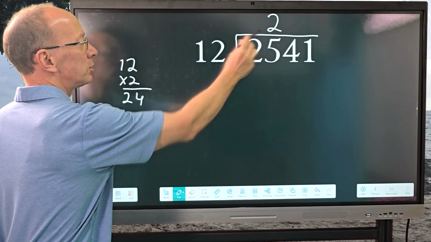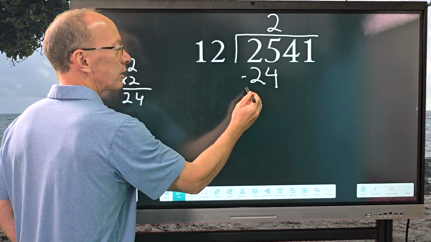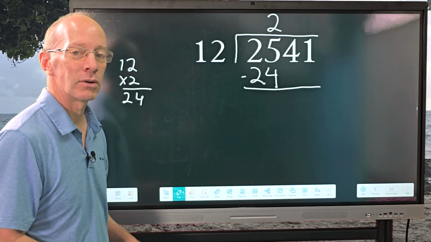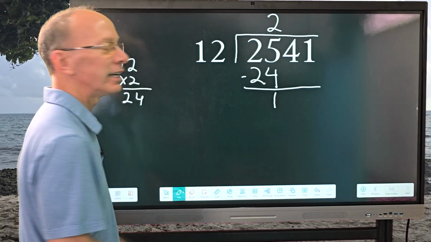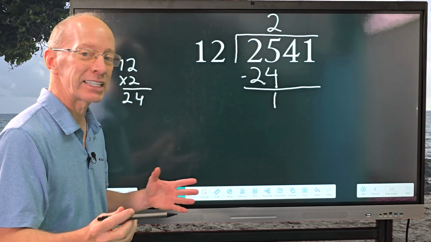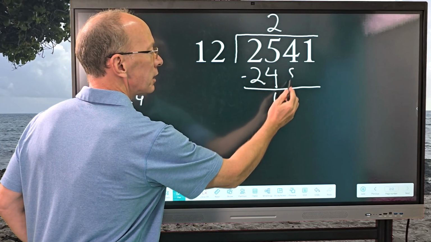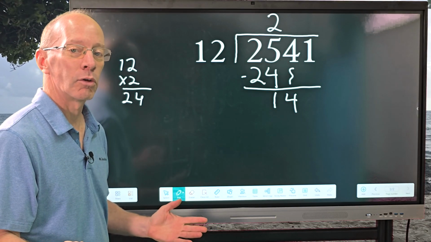And now I'm going to go 2 times 12 is 24 right here, and then subtract. All right, so 5 minus 4 equals 1. So I'm going to put 1 right here. And then the next step is I bring the next number down. So I bring that 4 all the way down right here. And then I start the whole process over.